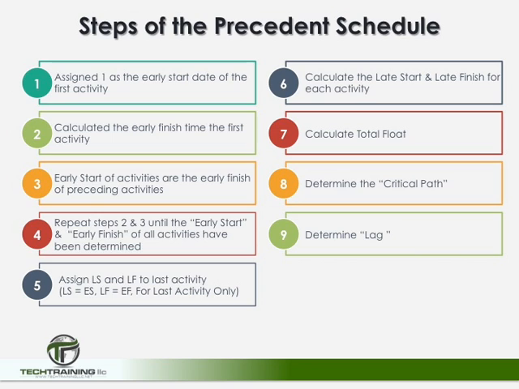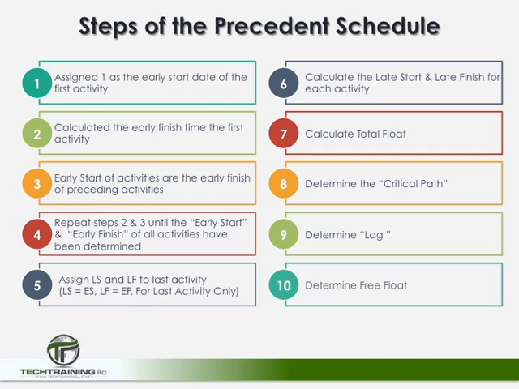So the last thing we just did was determine the lag time, and now we're going to take the final step in the schedule, which is determining the free float. Free float is the amount of float that you have on an activity before it impacts the next activity. This is not to be confused with total float, which is the amount of time you have on an activity before it impacts the entire schedule.